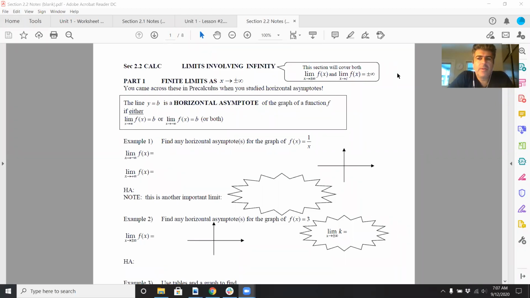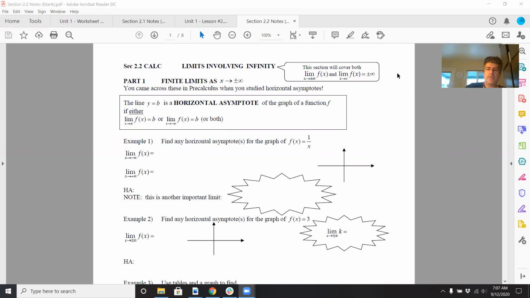Welcome to a video on section 2.2 regarding limits involving infinity. So this section will cover both the limit of f of x as x approaches plus or minus infinity and the limit of f of x as x approaches c, and the outcome is plus or minus infinity.